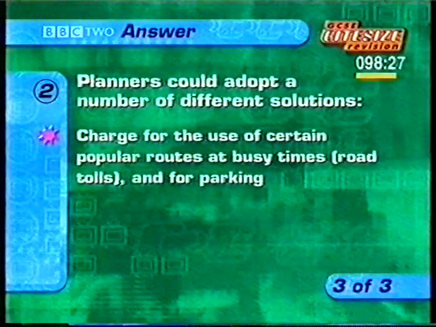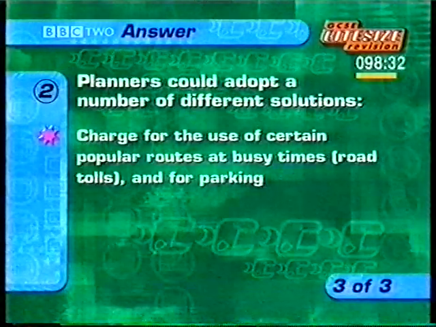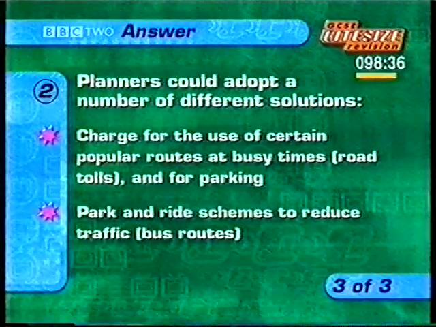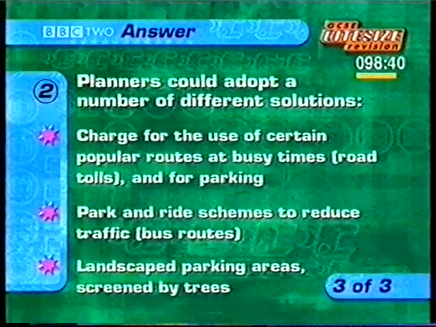charge for the use of certain popular routes at busy times and for parking, park and ride schemes to reduce traffic, landscaped parking areas screened by trees.